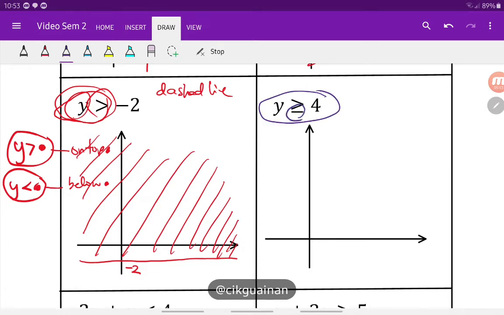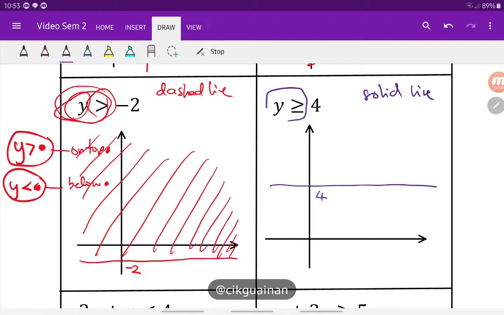Okay, settled. Now next, y greater than or equal to 4. You see the equal bit over here, so it's a solid line. 4 is somewhere here. Now above or below? We look back. Y greater, what did I say? On top. So the region is somewhere over here.